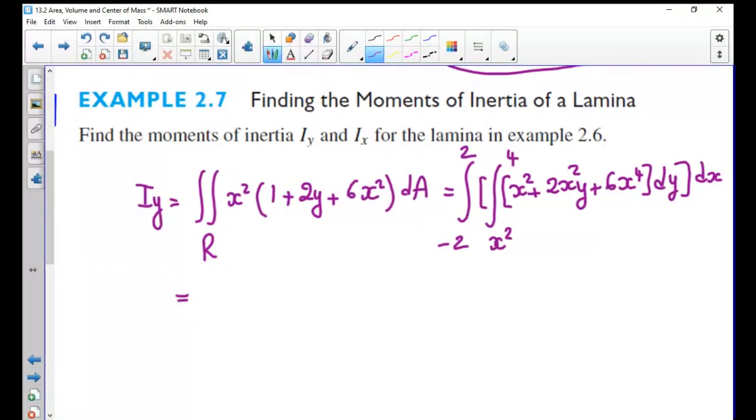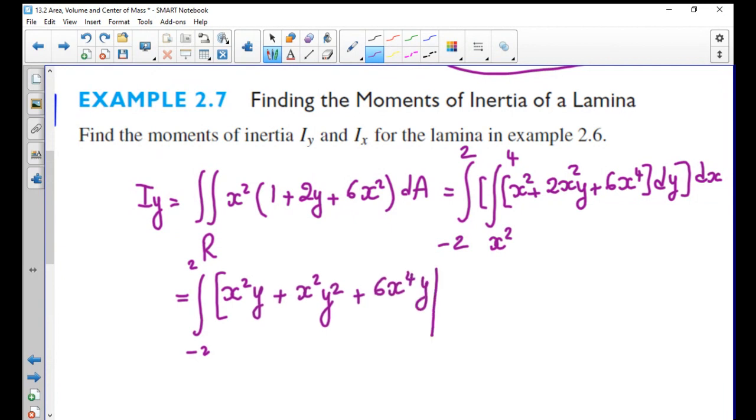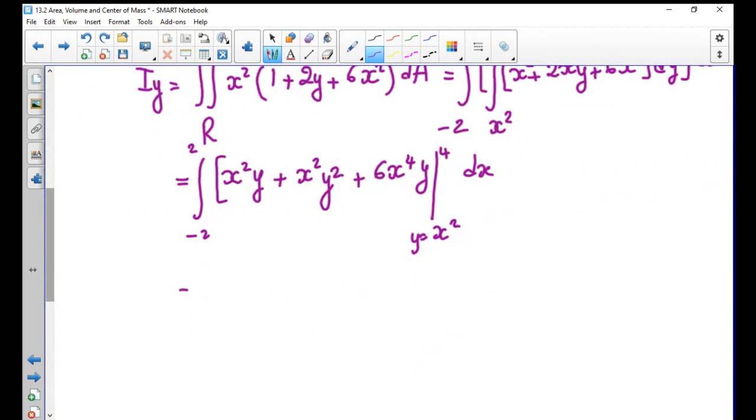So let's do this one, and then I will leave you IX, the same thing. All right, here. So what's going to happen? It's going to be x squared. So the integral from minus 2 to 2. The integral of x squared will be x squared y, plus x squared y squared, plus 6x to the power of 4 times y, from x squared to 4. Okay, great. So, are you okay with this?